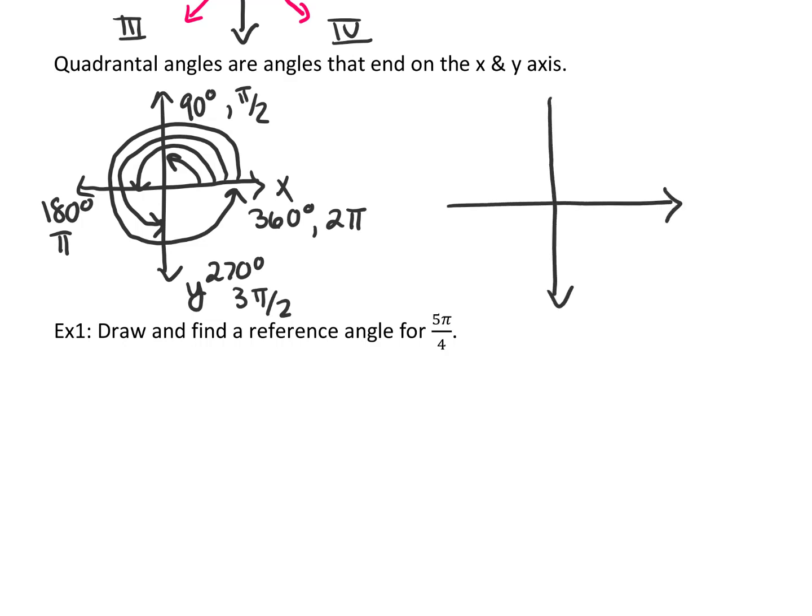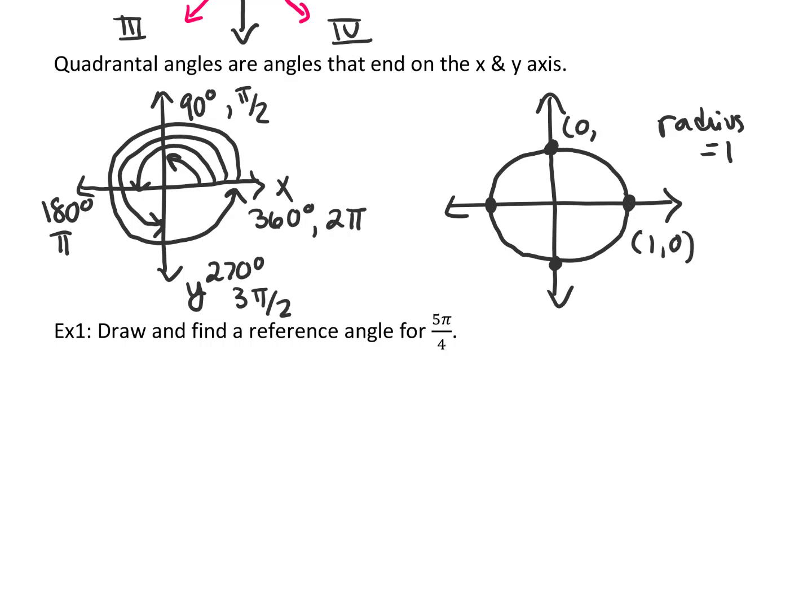So just so it's a little bit less messy, if we have a unit circle, remember that the radius is equal to 1. The coordinates of these angles would be 1, 0, 0, 1, -1, 0, and 0, -1.